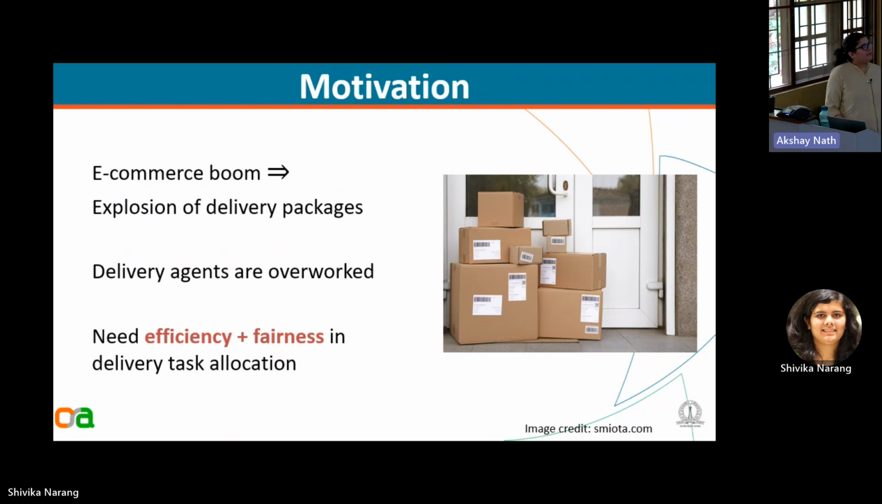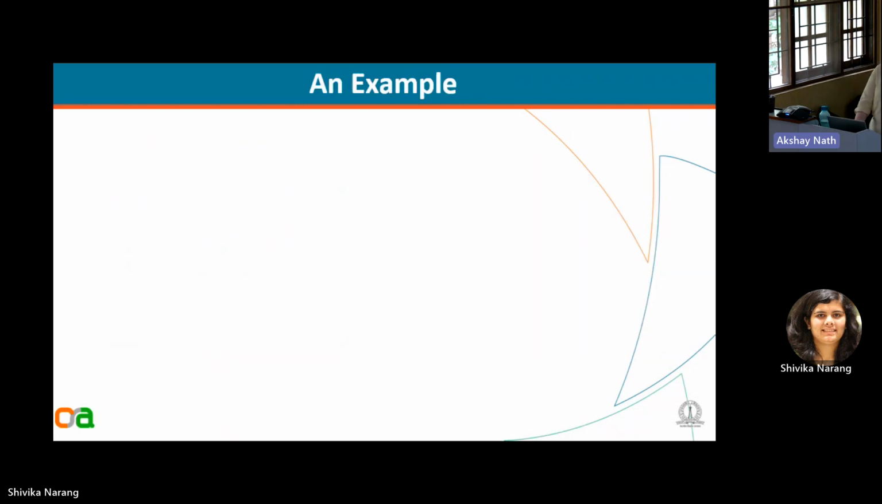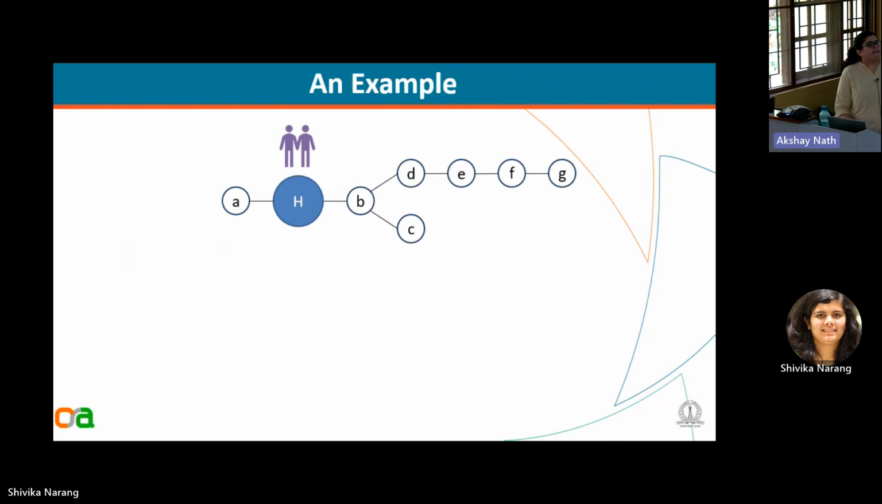Okay, so I'm now going to give a simplified example of why this is an interesting problem and non-trivial to do, right? So consider this graph where the delivery hub is at node H, where the delivery agents will start from. And then whatever orders that they have, they will go to the corresponding locations. Each of the other nodes has an order to be delivered there. And their cost will be how far they travel.